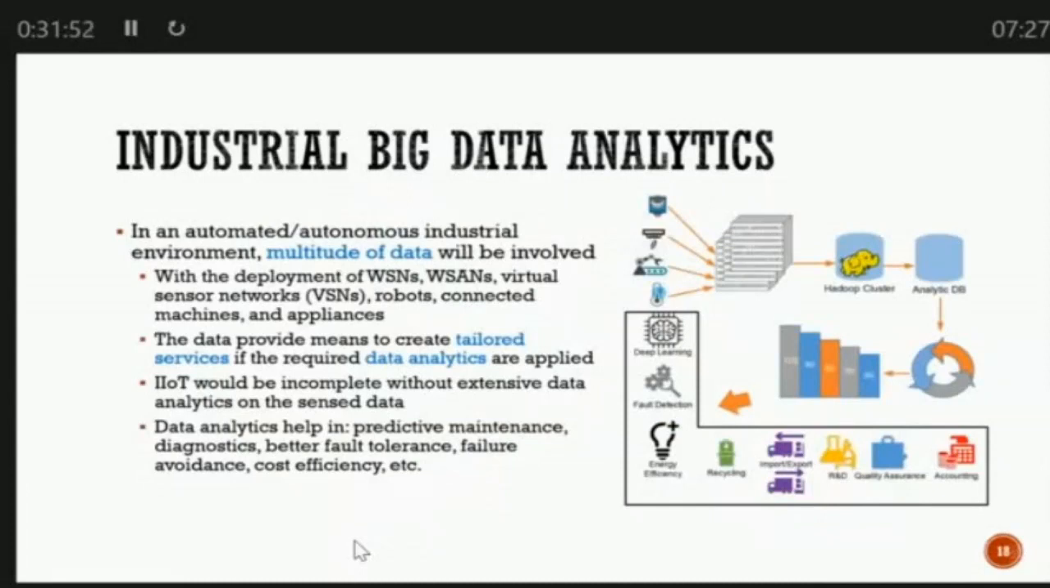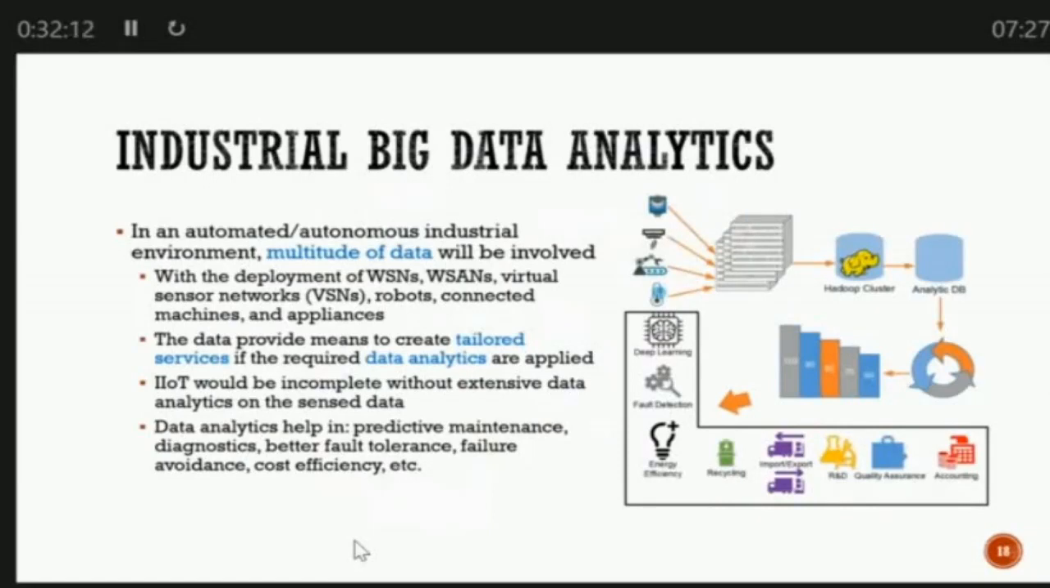That data is not useless. That data would give us control over the industrial setting. That data would give us means to create new services. And that data would give us means to integrate with other services within the IoT domain. So to do that, we need to perform data analytics.